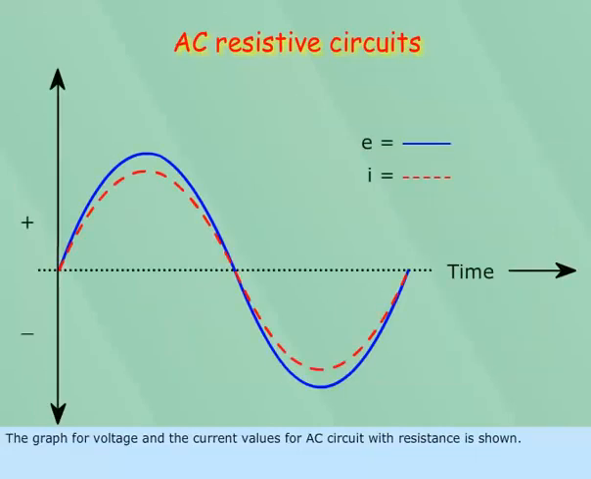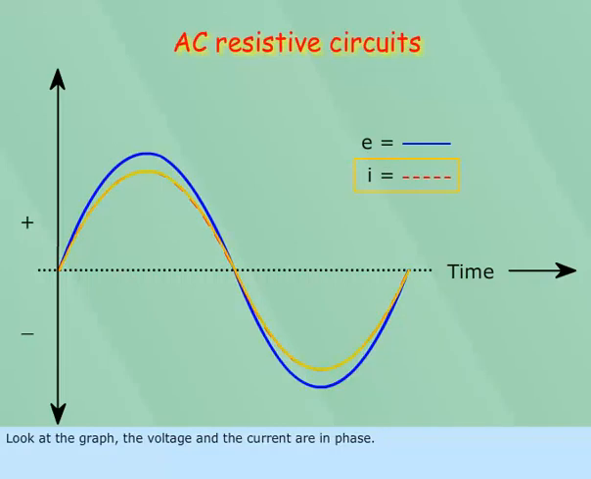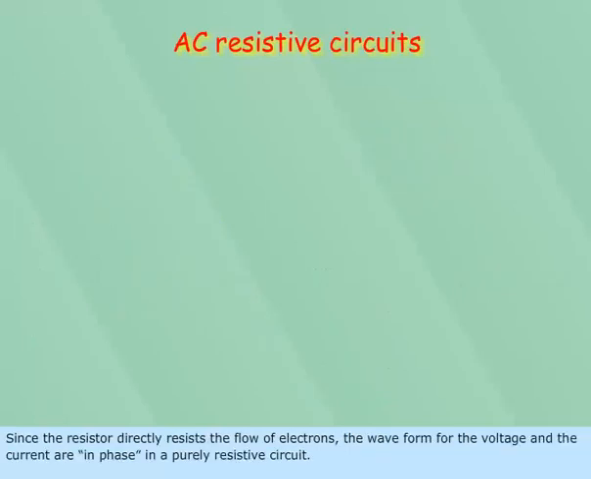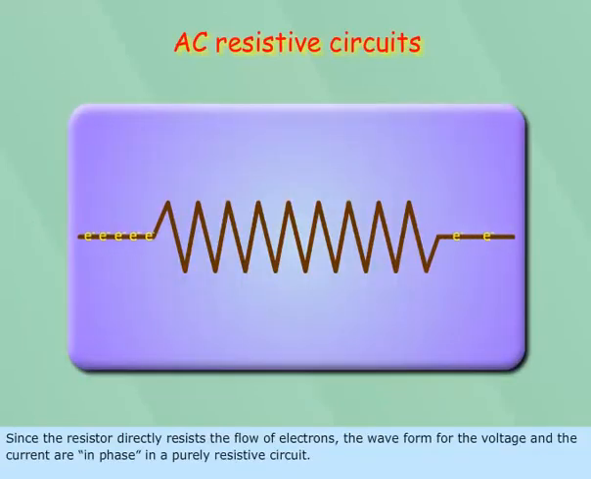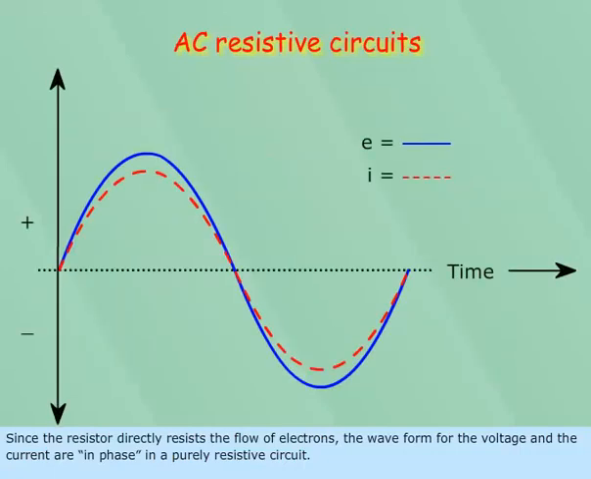The graph for voltage and the current values for AC circuits with resistance is shown. Look at the graph. The voltage and the current are in phase. Since the resistor directly resists the flow of electrons, the waveform for the voltage and the current are in phase in a purely resistive circuit.